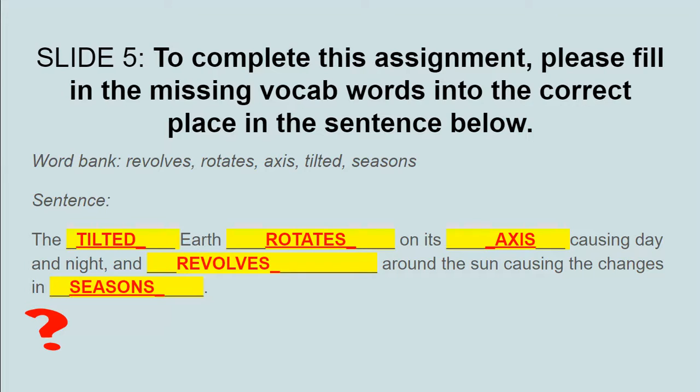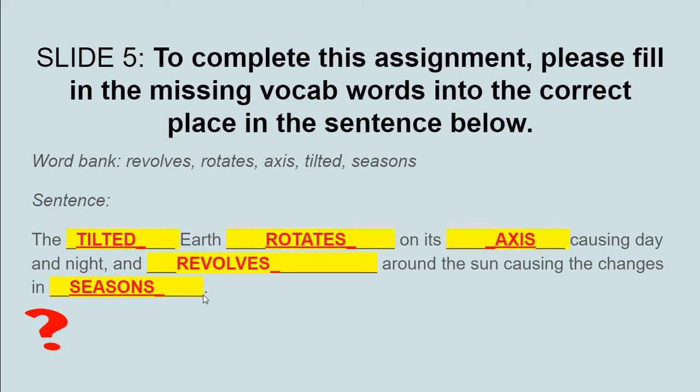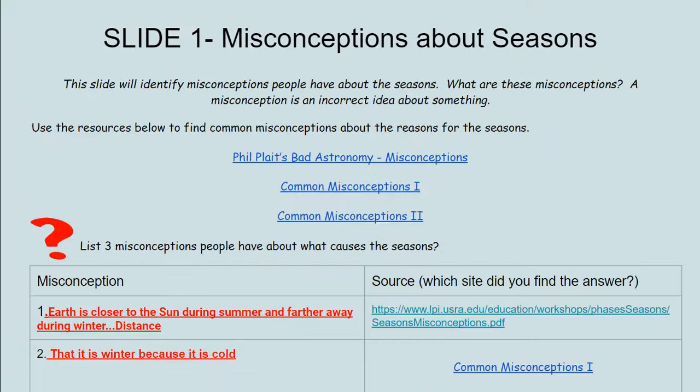And then our last slide, this one kind of showed me if you knew the information, if you had really learned and gathered the differences in some of these words. So there were quite a few people who either didn't complete this all the way or put the words in different blanks. But it should read, the tilted Earth rotates on its axis, causing day and night, and it revolves around the sun, causing changes in seasons. So if you lost any points for any of these answers, they were worth 1 point each. These would be the answers. You could double check yours.